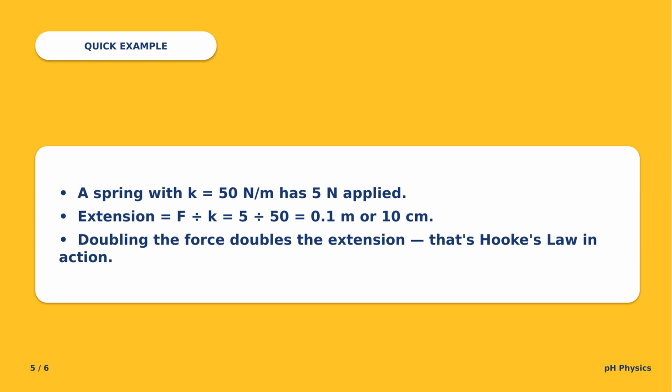Quick example. A spring with k equals 50 newtons per meter has 5 newtons applied. The extension equals F divided by k, equals 5 divided by 50, which equals 0.1 meters, or 10 centimeters. Doubling the force doubles the extension. That's Hooke's law in action.